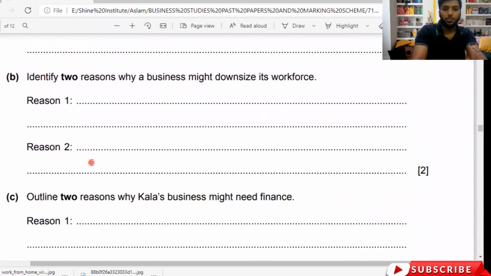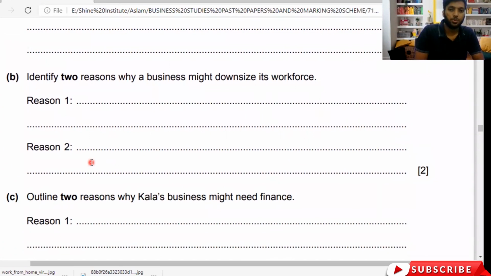Identify two reasons why a business might downsize its workforce. You need to know the terms when you're specifically scoring in exams for business studies. Downsize means reducing the number of employees in a company. Most of the time, this happens when the company is closing or shutting down the business, or if the company is relocating. I mean, they are moving to a different place for a different market.